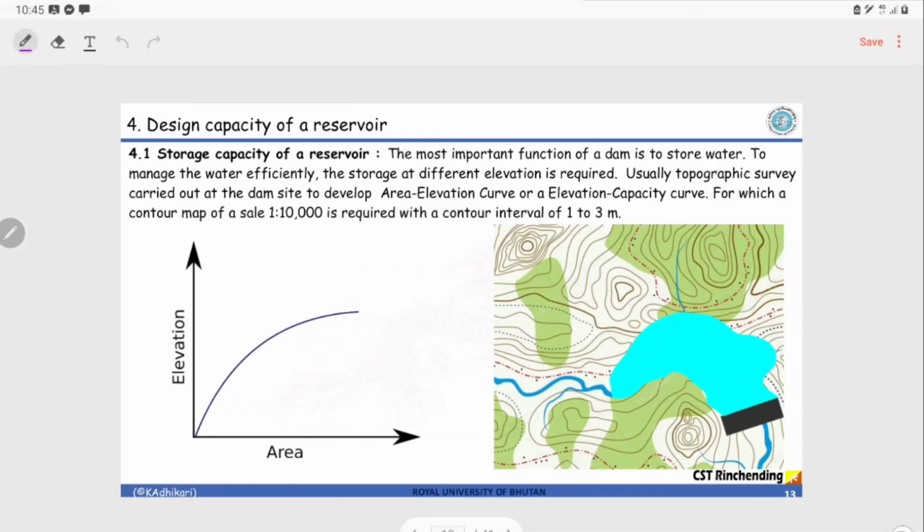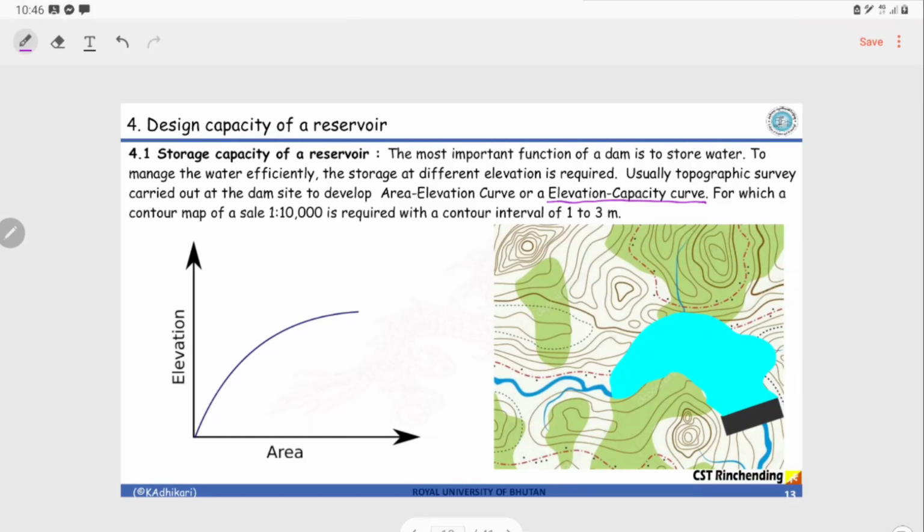So here, how do we decide upon the capacity of the reservoir? How do you calculate the volume? To do that, we have to get help from a contour map and a curve known as the elevation area curve, which is also known as the elevation capacity curve. I believe you know what contour means, right? This contour gives the elevation of a land.